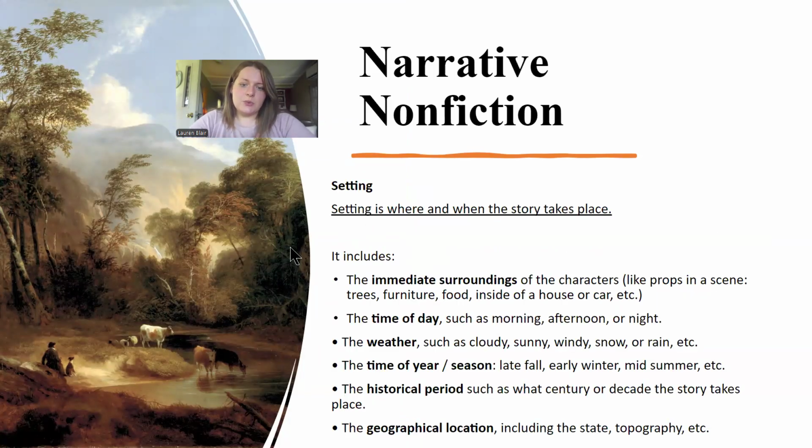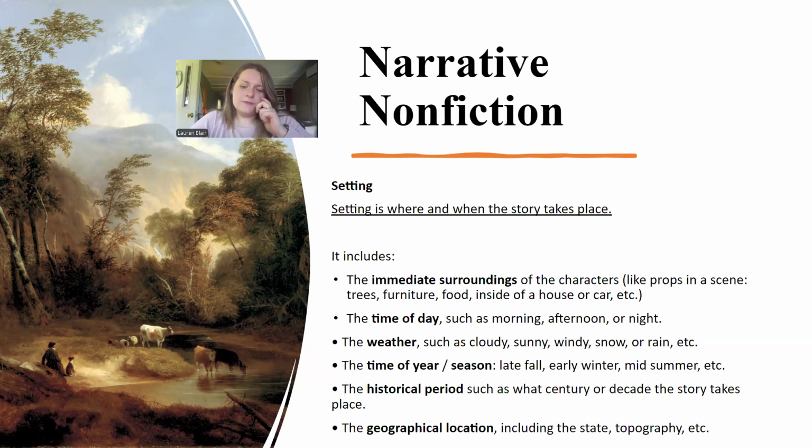So setting is when and where a story takes place. It's going to include immediate surroundings of the characters, like props in a scene. You've got trees, furniture, food inside of a house or a car. You've got the time of day that it's happening, morning, noon, night. The weather, is it cloudy? Is it sunny? Is it rainy? Is it snowy? Is it a monsoon? Is it a desert outside? You want to explain these things.